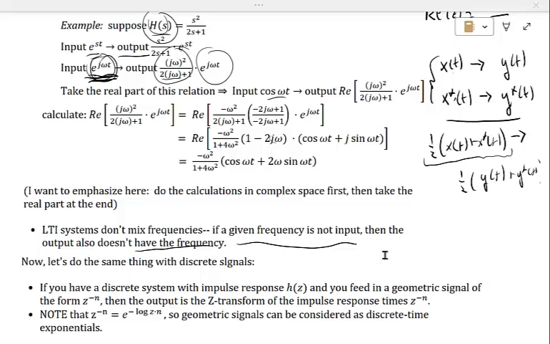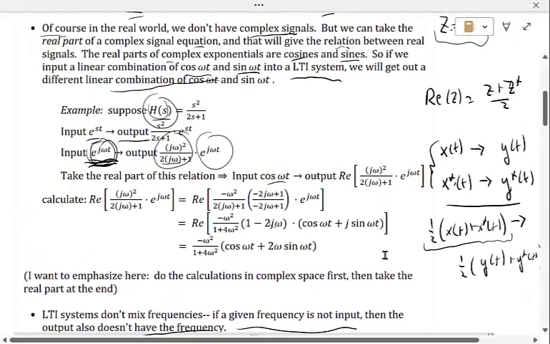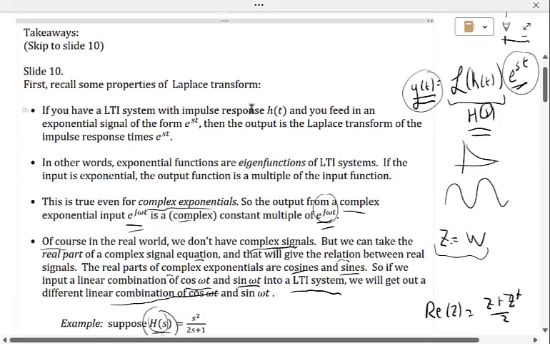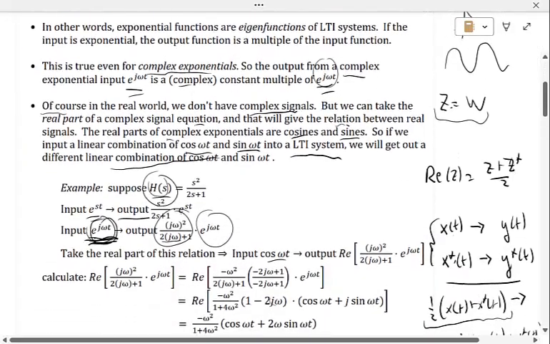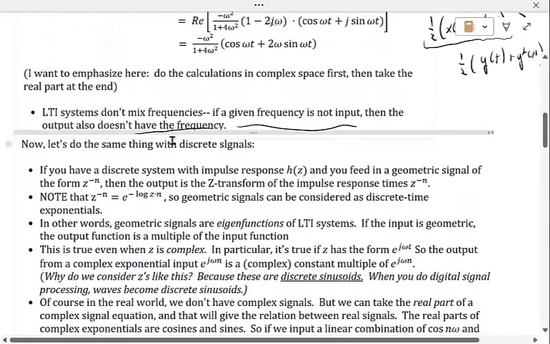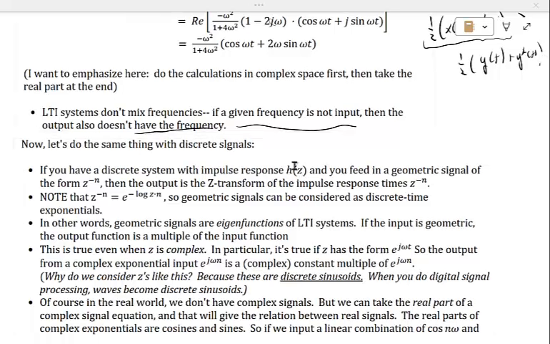Now let's do the same thing with discrete signals. All right. So remember the first point here. First point was, if you have an LTI system with impulse response h of t, you feed in an exponential signal, you'll get out an exponential signal. Same thing with discrete systems. If you have a discrete system with impulse response h of z, now really I should say h of n.